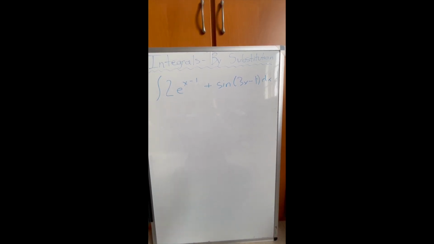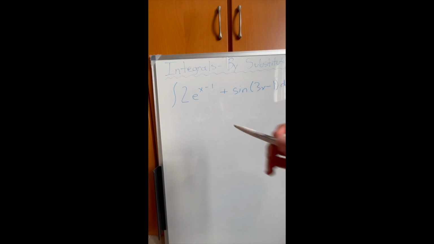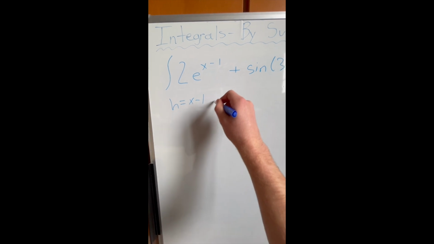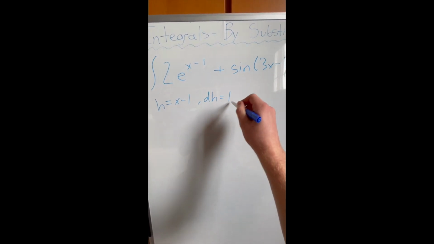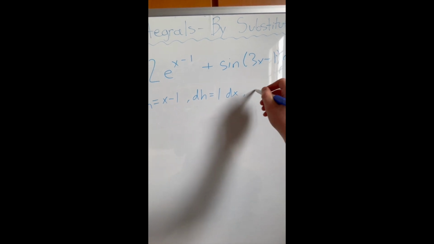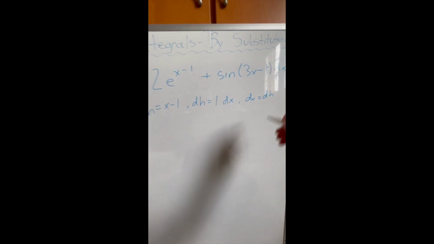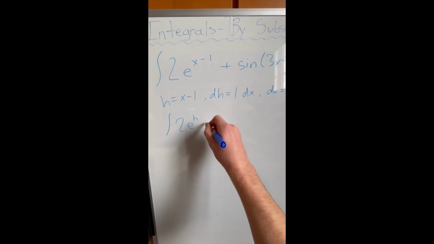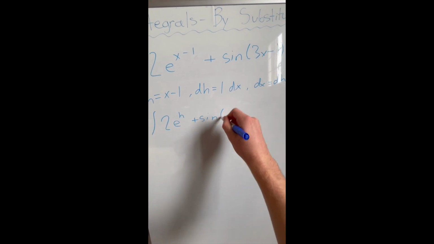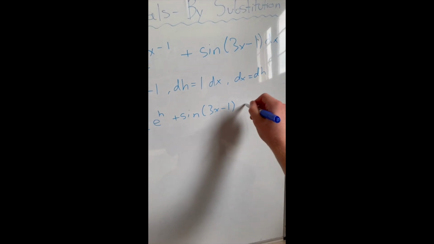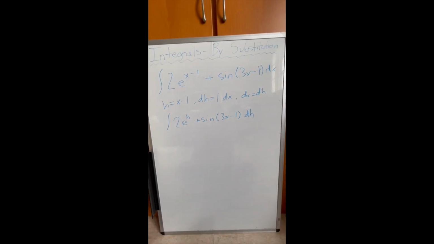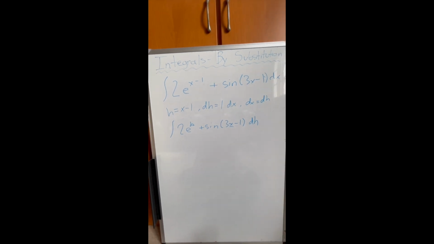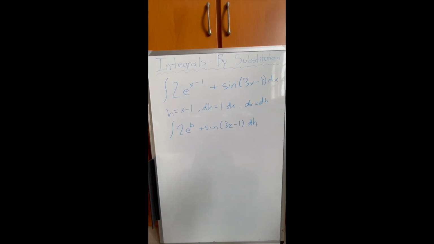Well, what we have to substitute is either one of these two, so let's just go for x minus 1. Let's say h is equal to x minus 1, dh is equal to 1 dx, of course, so basically dx is equal to dh. And therefore, 2 times e to the power of h plus sine of 3x minus 1 dh. But here we encounter a problem, and that is that we have both h and x in our integral.